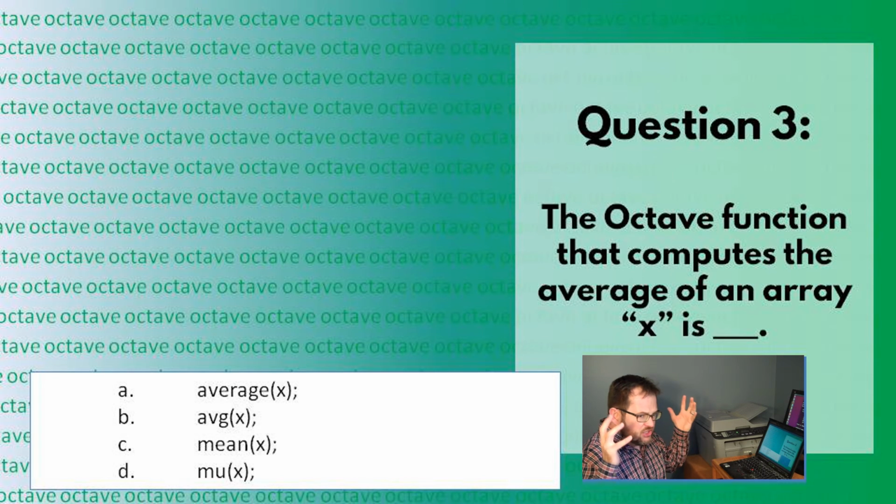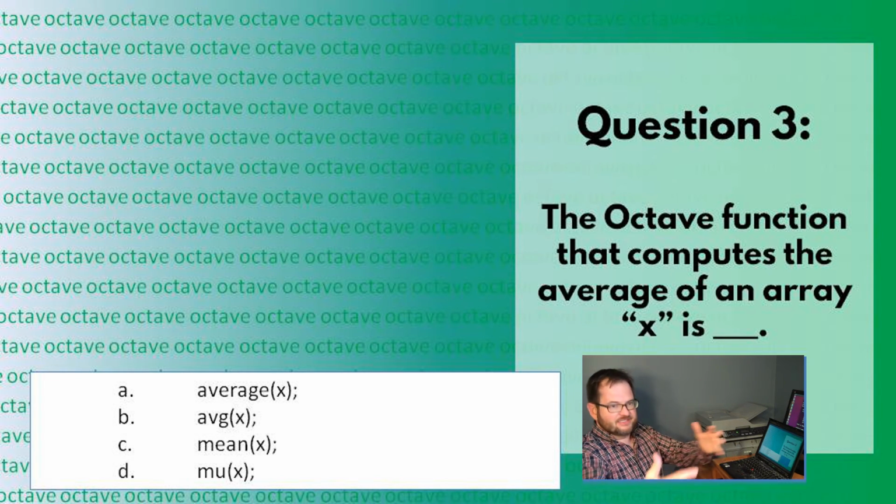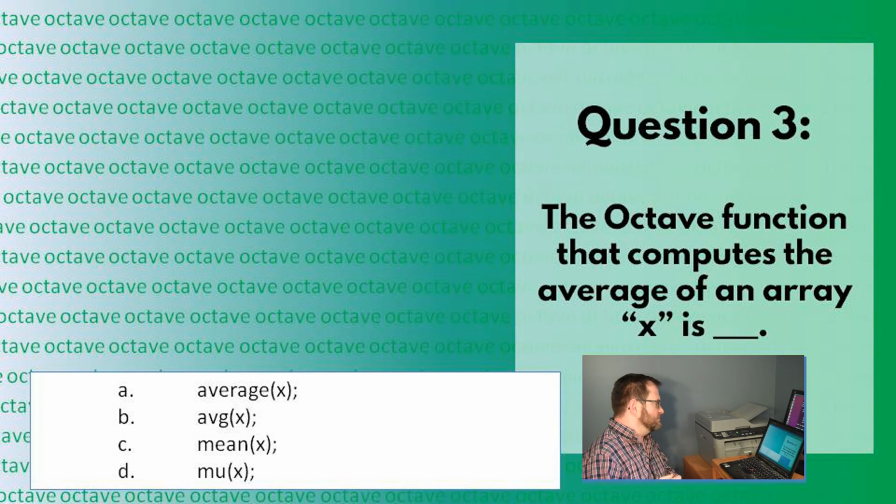Now, you have just been given a huge box of functions that are built into Octave that you're going to be able to use for all kinds of different purposes. And once we have them, we can use them to compute all kinds of things in Project 2.